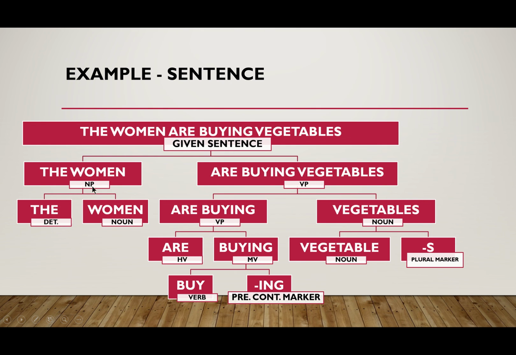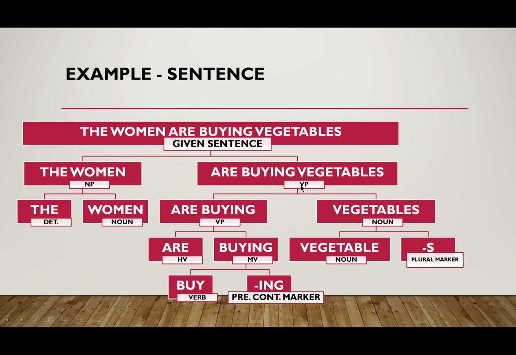The women is the noun phrase and are buying vegetables is the verb phrase. So now leave the verb phrase alone. We move on to the noun phrase. Divide the noun phrase. You get it as the and women. So what, the is a determiner, and I know it's an article also, but here we call it a determiner, and women is a noun. Now, okay, so this part is over. We have finished the IC analysis of the noun phrase given here.